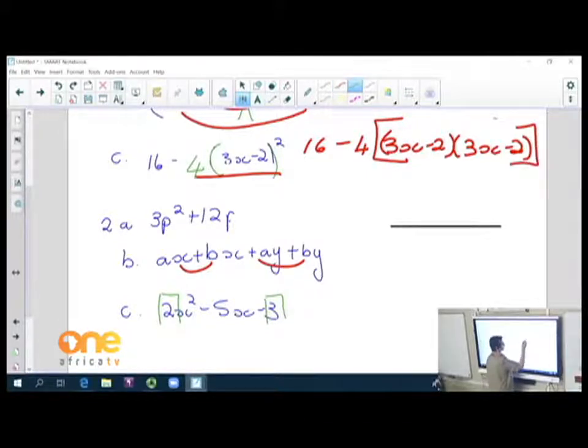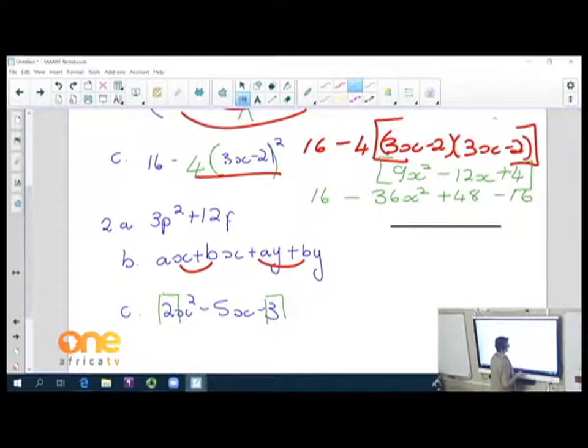So this is now 9x squared plus 4, and then minus 6x, which is minus 12x. Now we can multiply with a 4. So now it becomes 16 minus 36x squared plus 48x and then minus 16. These two will cancel out. So your final answer is negative 36x squared plus 48.